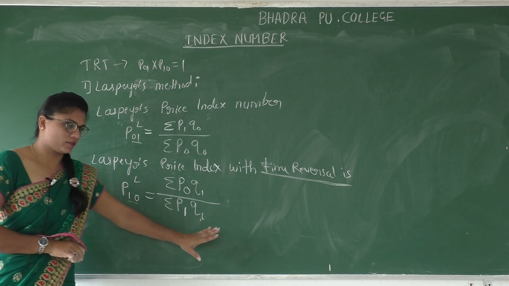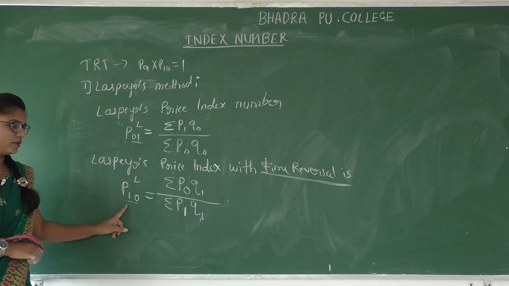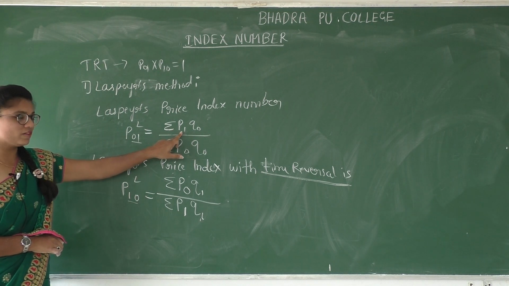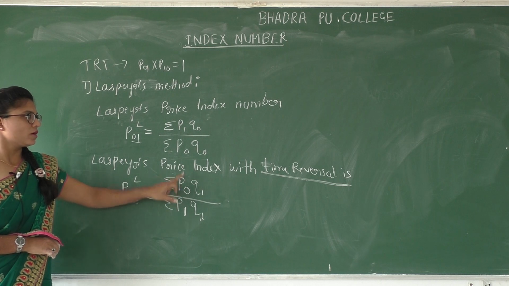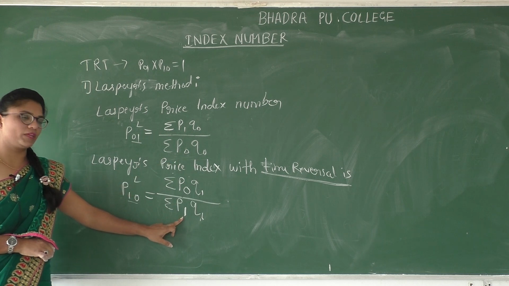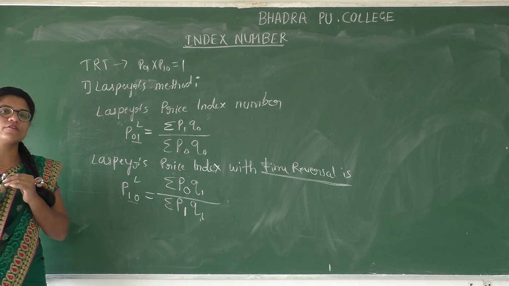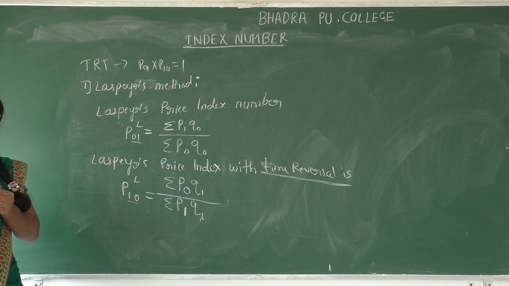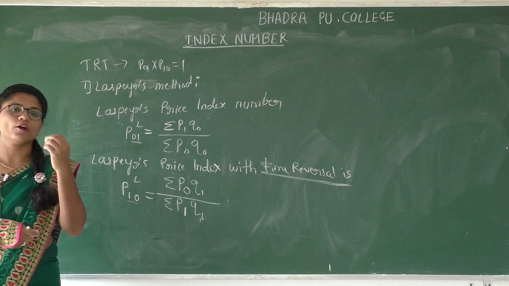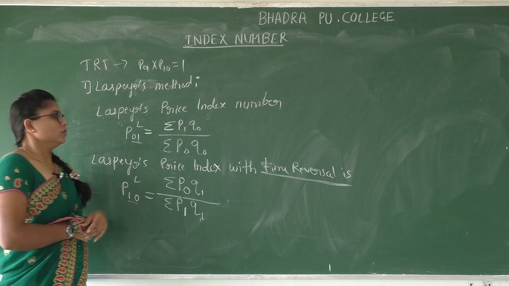What I did: sum of, here it is P01, with the time reversal P10. Here P1 is there, P0, Q0 is there; interchanging gives Q1, P0, P1, Q0, Q1. So wherever 1 is there, I have written 0 in the place of 1. Wherever 0 is there, write down 1 in place of 0.